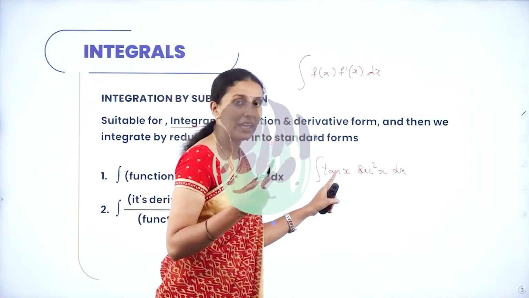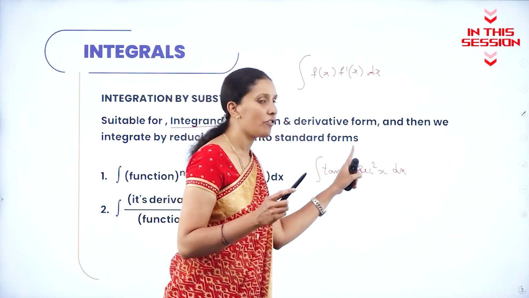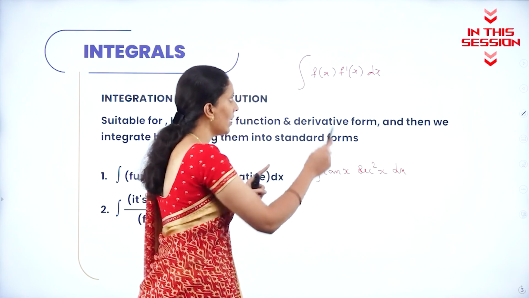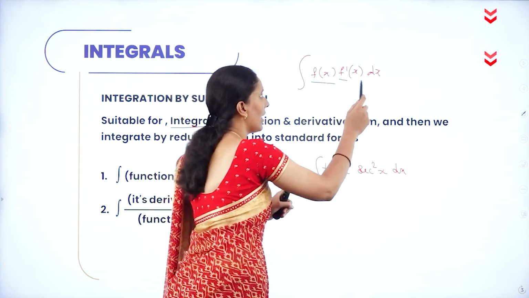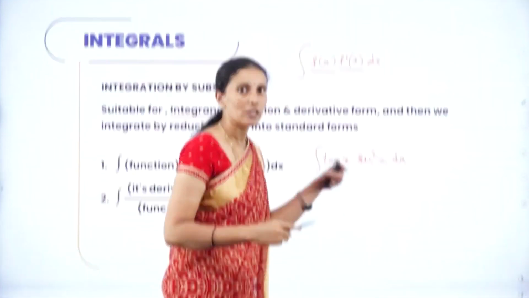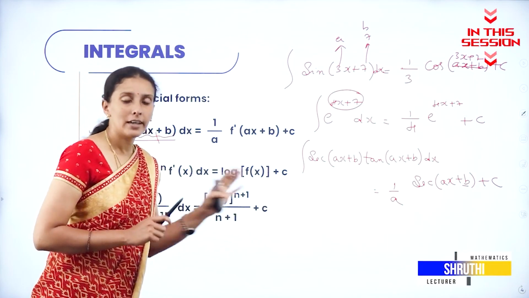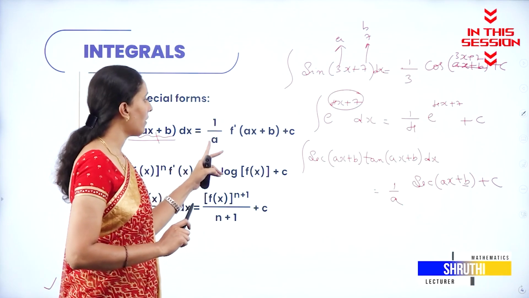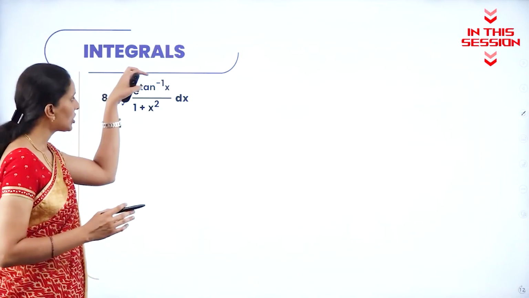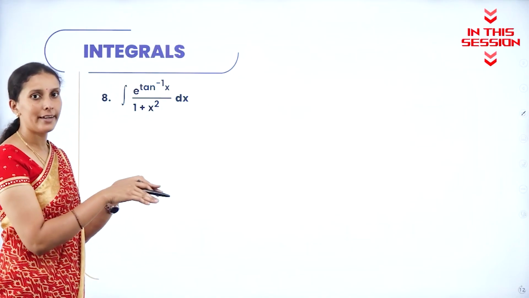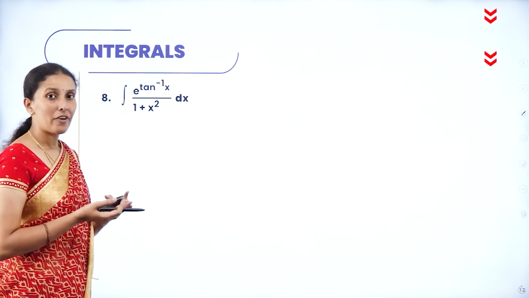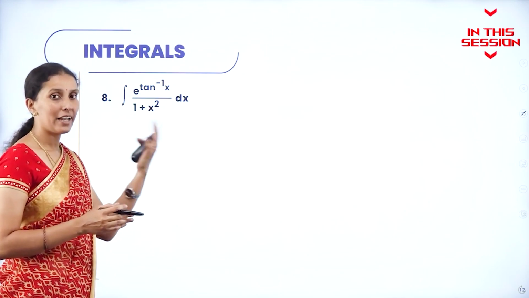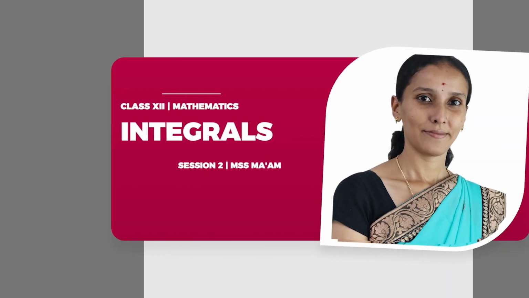tan x, if you take it as f of x, then f dash of x is secant square x. So clearly f of x is tan x and f dash of x is secant square x. It is the same integral for what you have learned, but one extra thing is you have to divide it by 1 by a. The function and its derivative will be inside the integral only, so we can recognize which function we can take for the substitution.